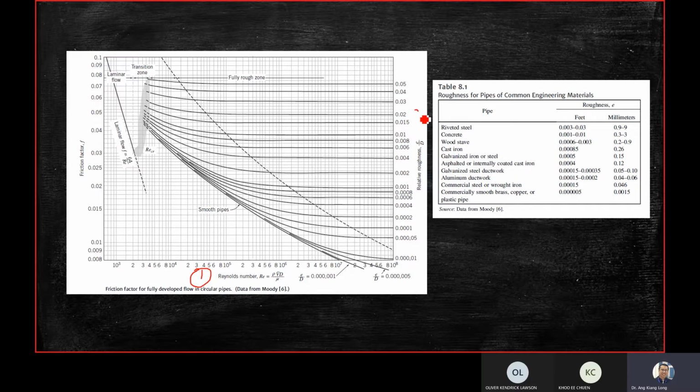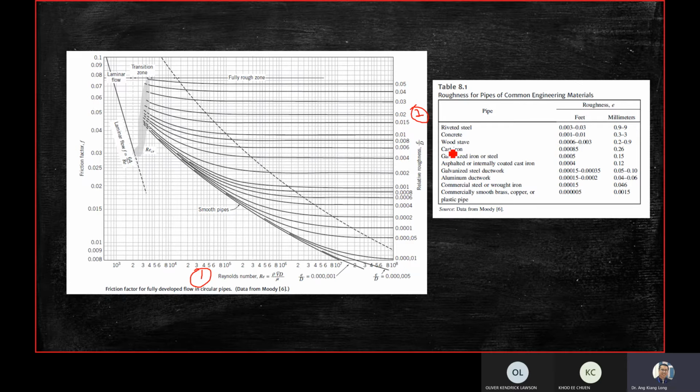The second step, you calculate the relative roughness. You take e divided by D. D is the diameter, or the equation that we looked at just now, 4A divided by P. So how do you know the value of e? You refer to table 1.8. Table 1.8 gives you the roughness of the pipe condition.